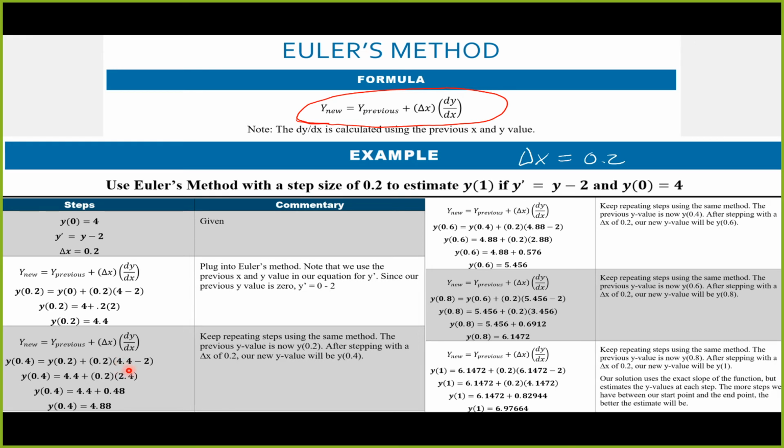Okay, so now I've got 4.4 minus 2 as my new estimate for my slope, times our change in x to give me my new estimate for my change in y, since my change in x's will cancel. So that gives me my previous y value plus a change in y, which should give me my new y value, or 4.88. Okay, any questions on our second step through?